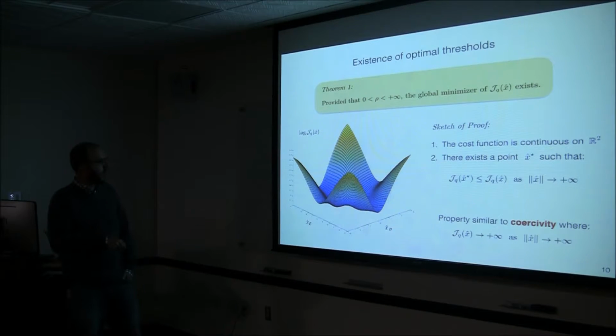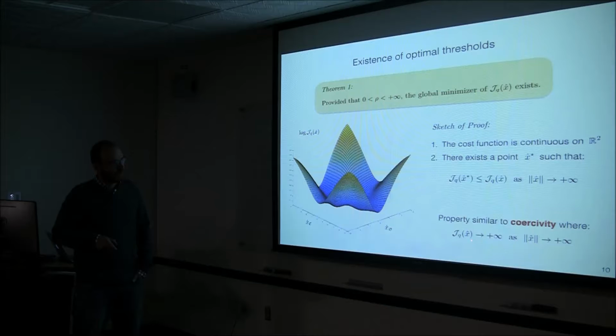And here's a sketch of the cost. This is how the cost looks. And the sketch of the proof is as follows. First, we show that the cost function is continuous on R2, and then we must show that there exists a point x hat star such that the value of the cost at that point is less than or equal to the value of the cost as the norm of the argument goes to infinity. This is a property similar to coercivity, where the cost goes to infinity as the norm goes to infinity. If something like this happens and the cost is continuous, then you guarantee that the minimizer exists.